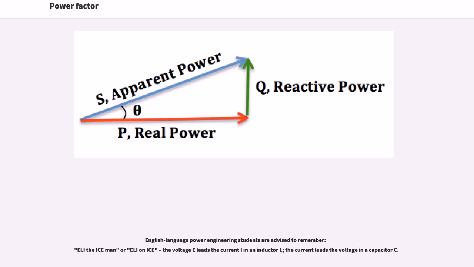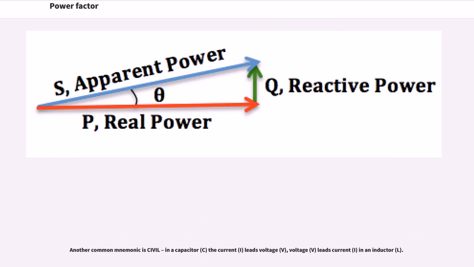English language power engineering students are advised to remember, ELI the ICEman, or ELI on ice: the voltage E leads the current I in an inductor L; the current leads the voltage in a capacitor C. Another common mnemonic is CIVIL: in a capacitor the current leads voltage, voltage leads current in an inductor.